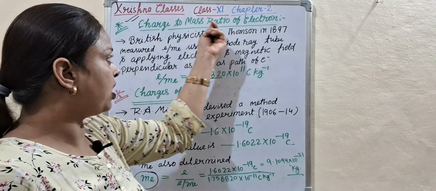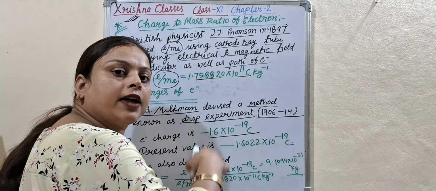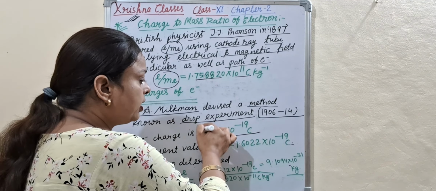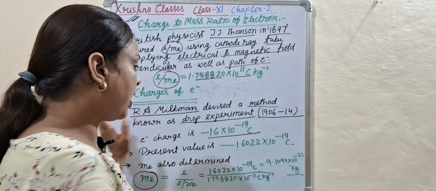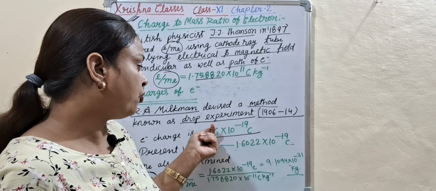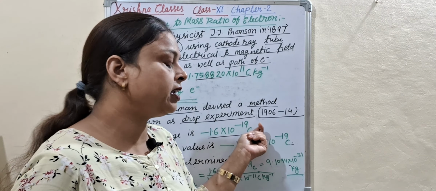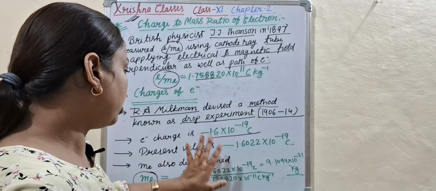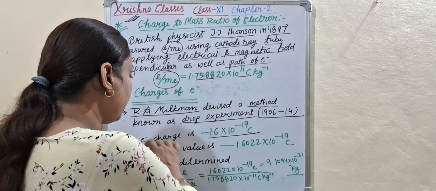With this method, the electron charge was measured, that is 1.6 × 10^-19 coulomb. Why is there a minus sign here? Because electron carries negative charge, that's why its charge is also in negative form. So we write −1.6 × 10^-19 coulomb. C denotes the coulomb.